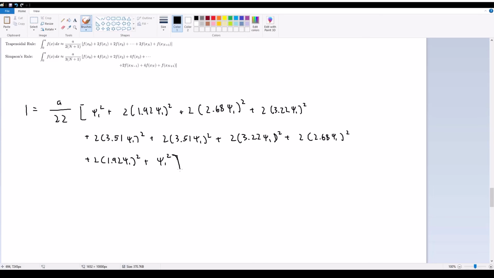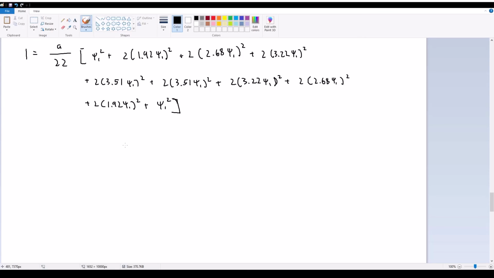So there's a very nice symmetry going on here. Let me just make sure that I have 10 terms. 1, 2, 3, 4, 5, 6, 7, 8, 9, 10. Right. So now that I have this, it's just a matter of solving it. I'm not going to bother writing out everything. The resulting solution you're going to get is that psi 1 squared is going to equal 0.16 over A. So then if I take the square root of this, psi 1 is going to equal 2 over 5 root A.